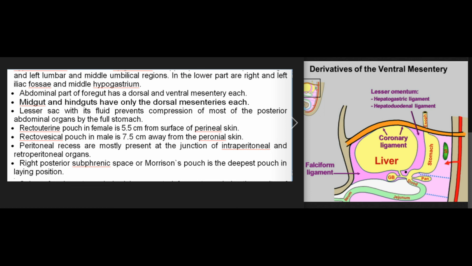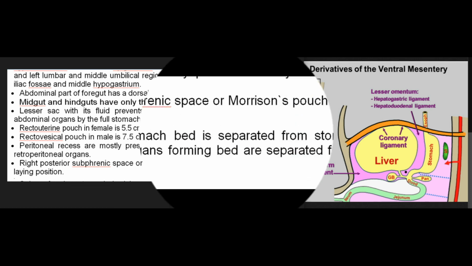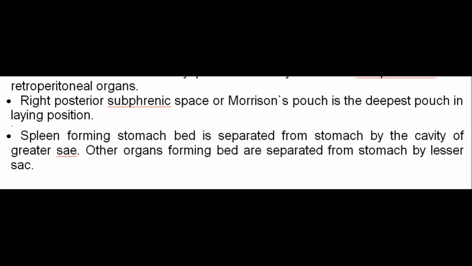Peritoneal recesses are mostly present at the junction of intraperitoneal and retroperitoneal organs. Right posterior subphrenic space or Morrison's pouch is the deepest pouch in lying position. The spleen, forming the stomach bed, is separated from the stomach by the cavity of the greater sac. Other organs forming the bed are separated from the stomach by the lesser sac.